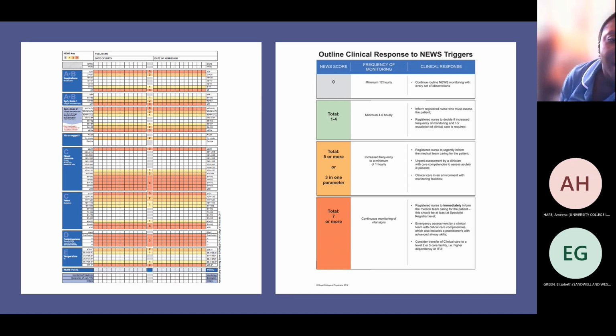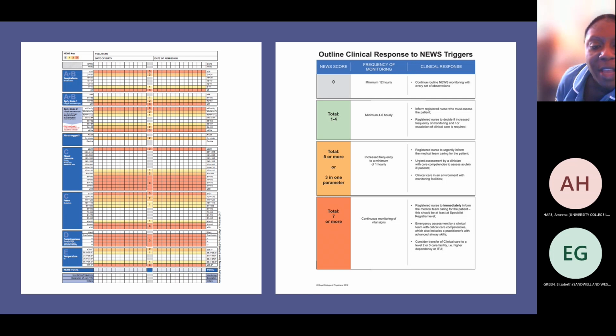So here I was talking about the NEWS score. This is the one that we use in our hospital, and I think it's generally used everywhere anyway. Some people may have slightly different ones, but this is the general one that we normally use. Can you guys see this more clearly? The NEWS score is all right? Yes, that's good. Thank you, Amina.